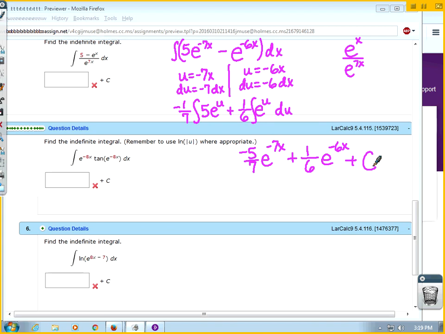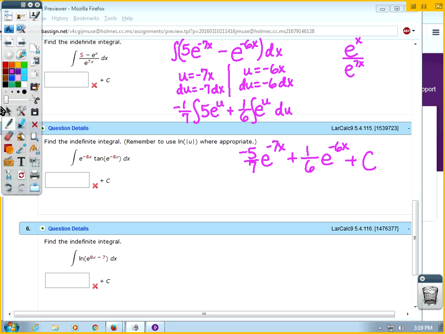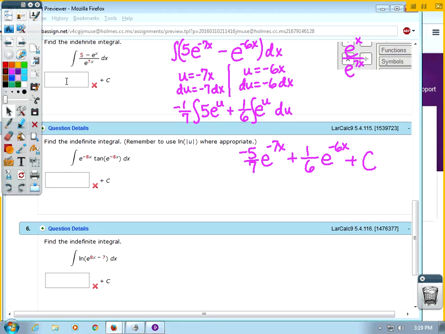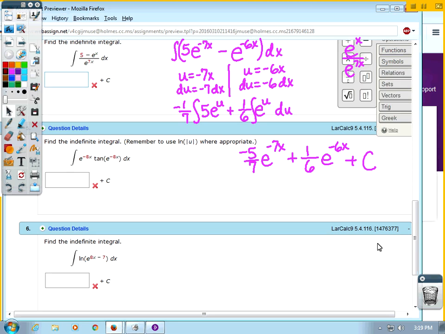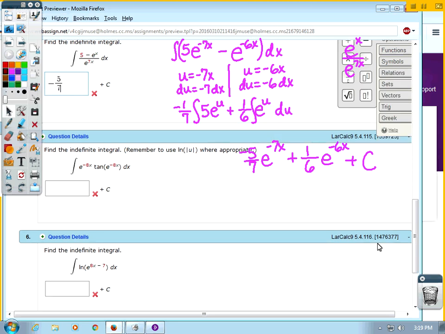You could probably just do that in your head and not really have to use the u substitution. I mean, this is a pretty simple one. It's just going to be the derivative of that exponent. So I don't think you really need to write out the u substitution per se, but you can if you want. So negative 5/7 e to the negative 7x plus 1/6 e to the negative 6x.